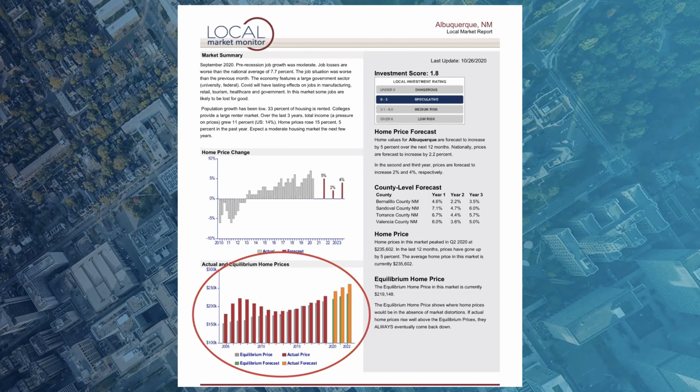One other point. In this market, after the 2008 recession, prices fell back to the equilibrium price and then began to rise again. But in some other markets, prices went well below the equilibrium level and entered a long period of price stagnation. When home prices are much below the equilibrium price, demand for housing is very weak.